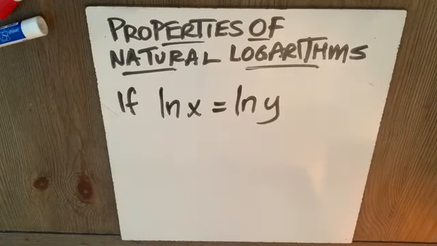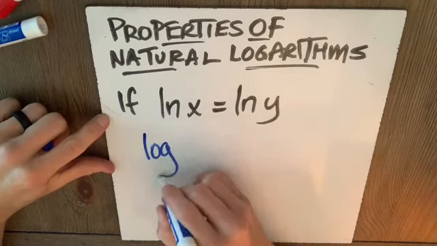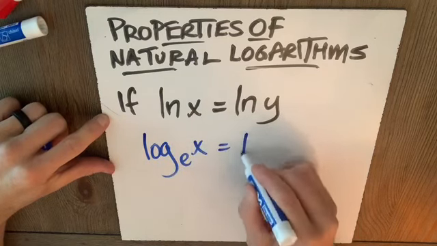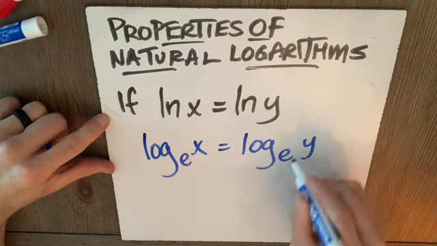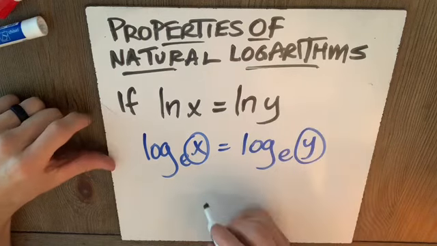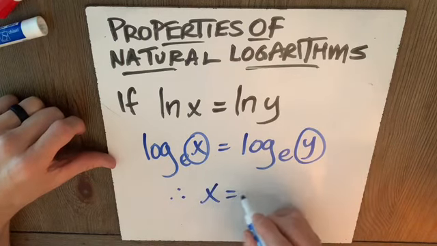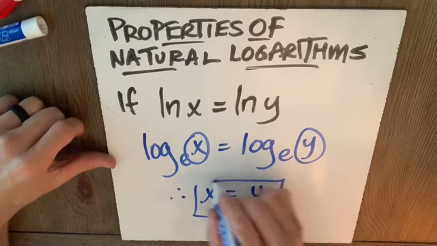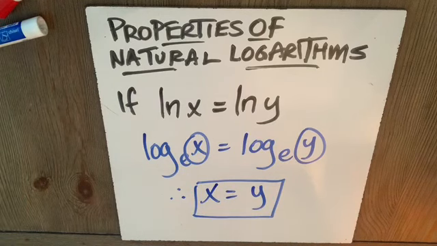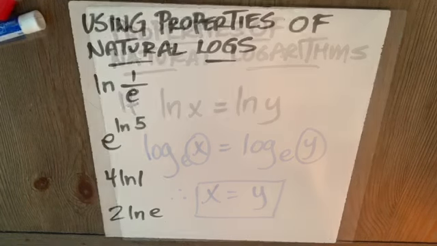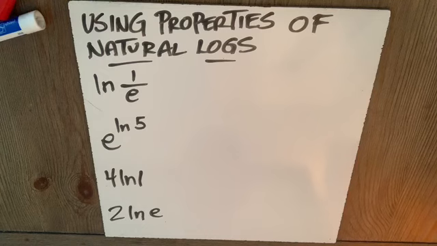Our last property is the one-to-one property. If natural log x equals natural log y, what we're saying is log base e of x equals log base e of y. What can you conclude? Well, therefore, x must equal y. That is your takeaway, and we call this the one-to-one property. If we're going to use these properties of natural logs, the problems become so easy.